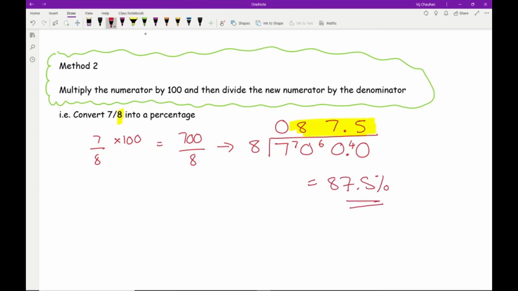And again, you can always check your answer by typing this into your calculator, and if you've done it correctly, you should get straight away 87.5.